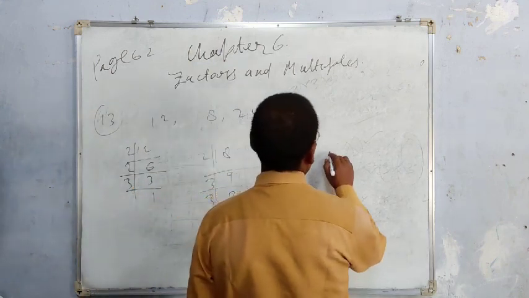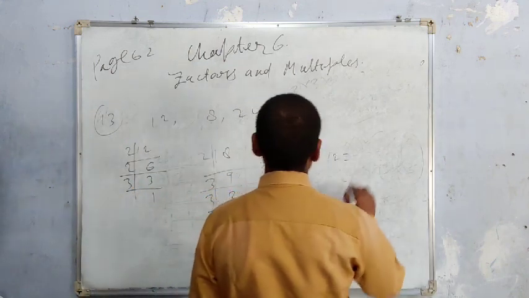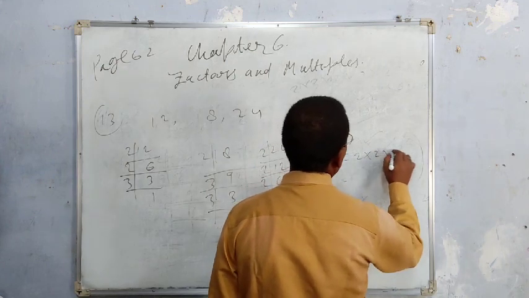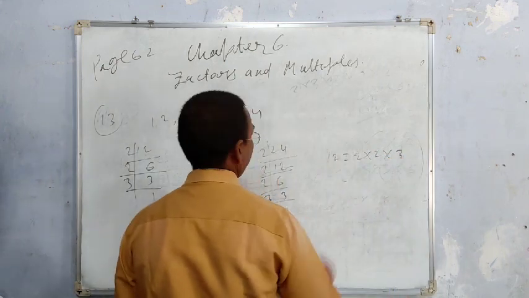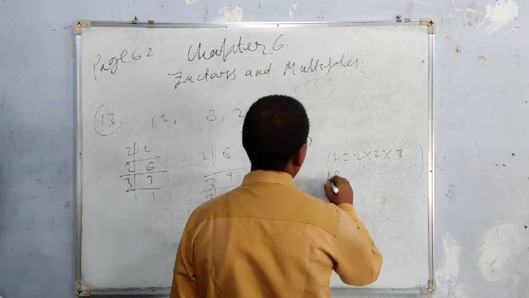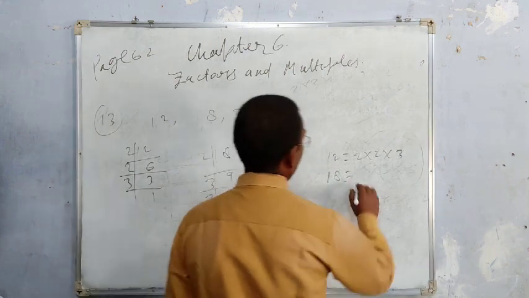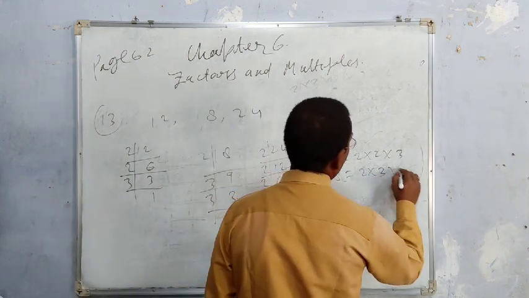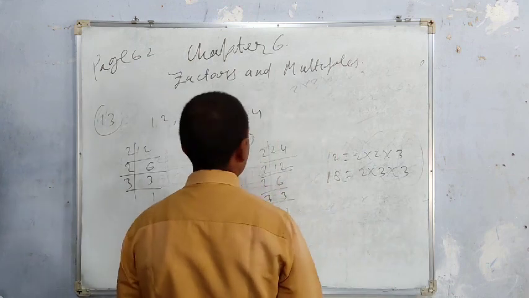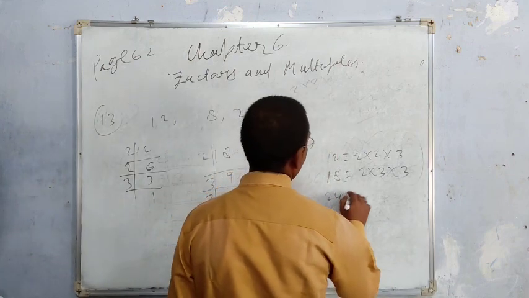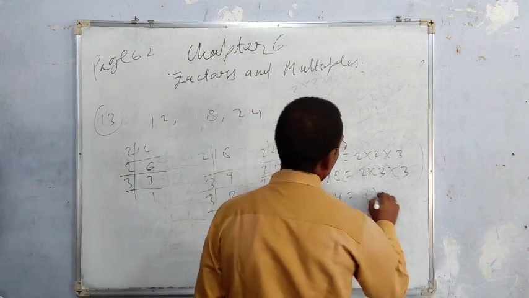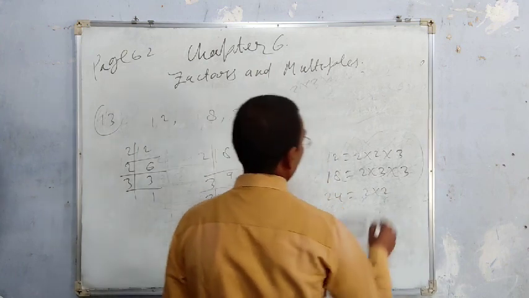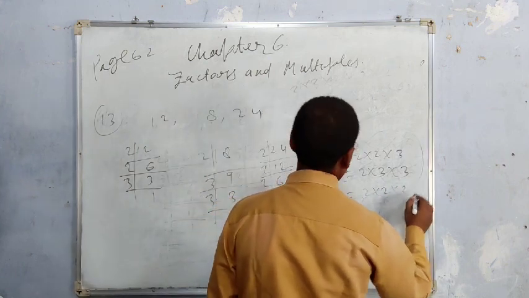So 12 is 2 into 2 into 3. 18 is 2 into 3 into 3. And 24 is 2 into 2 into 2 into 3.